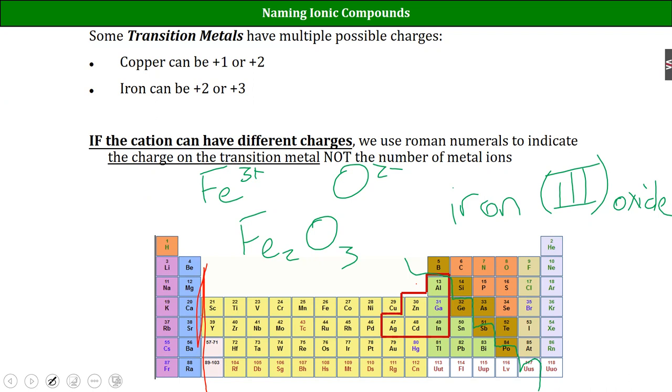I'm going to keep being really, really distinct as much as I can to really drive home, because inevitably on the final exam, somebody is going to mix up that number for the number that you have in the formula. It happens every year, no matter how much I stress this. In the name, the number is the charge on that ion. In the formula, the number is how many you have.